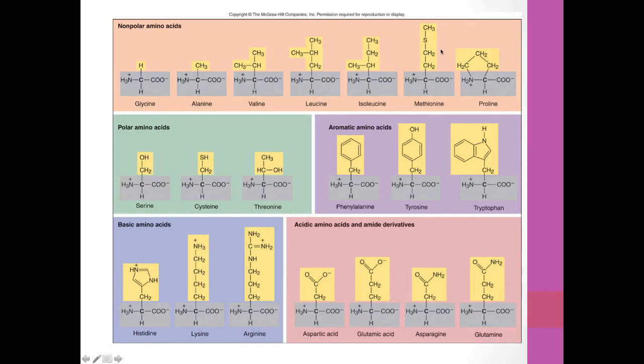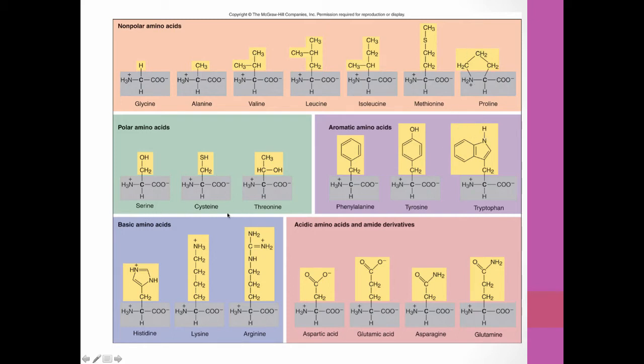Methionine, that's one that has sulfur in it. And proline is kind of the coolest, weirdest amino acid. You can see it actually has a cyclic ring in its structure. So when this appears in proteins, it tends to cause a kink or a bend in the protein structure.